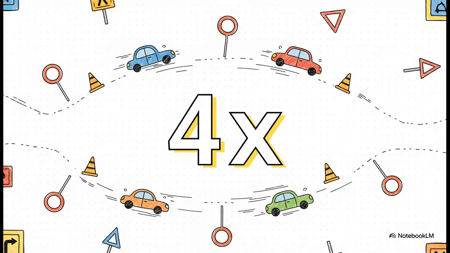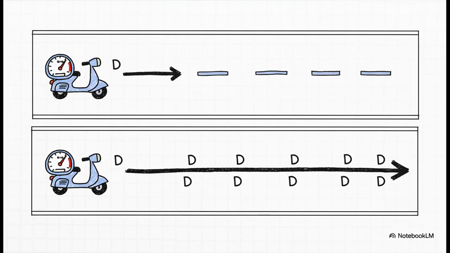So look at this number on your screen, 4 times. What could this mean? It's a very, very important number, especially when we talk about road safety. So here's what that 4x means. Remember our third magic formula, the one with the squares? It tells us that your stopping distance is related to the square of your speed. So think about it. If you're on a scooter and you double your speed, say you go from 20 to 40 kilometers per hour, your braking distance doesn't just double. No, it becomes 4 times longer. This is exactly why speed limits are so important. It's pure physics in action, keeping us safe.